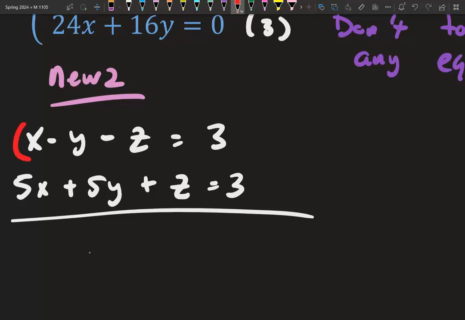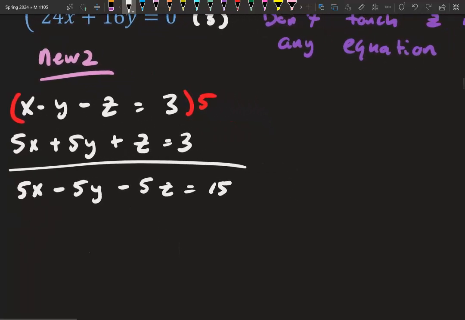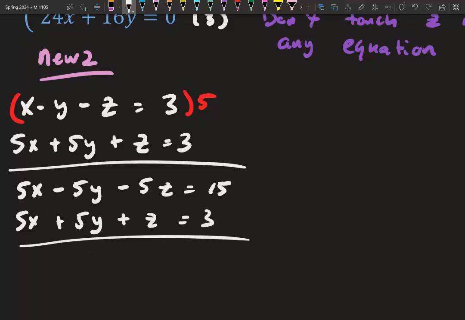So that means we just need to multiply by 5 to get them to be the same number. So we'll have 5x minus 5y minus 5z equals 15. And then we didn't touch the bottom, we didn't mess with it, so we just keep it the same. And then we add. So our y's get rid of each other. We have 10x minus 4z equals 18. And there's our new 2.